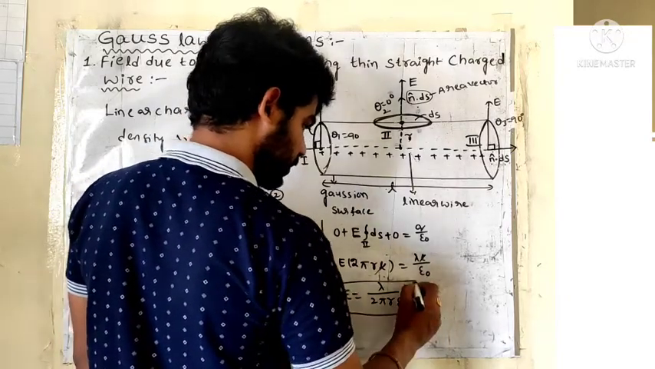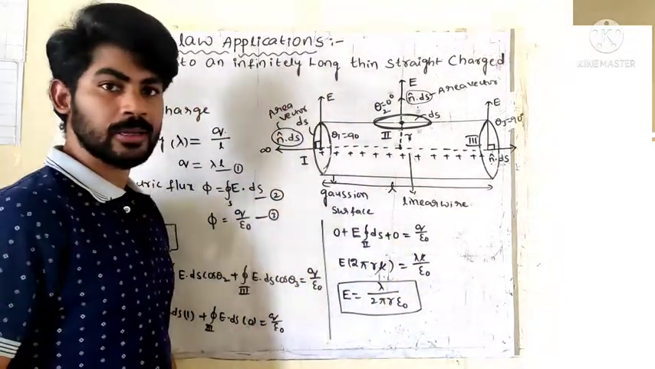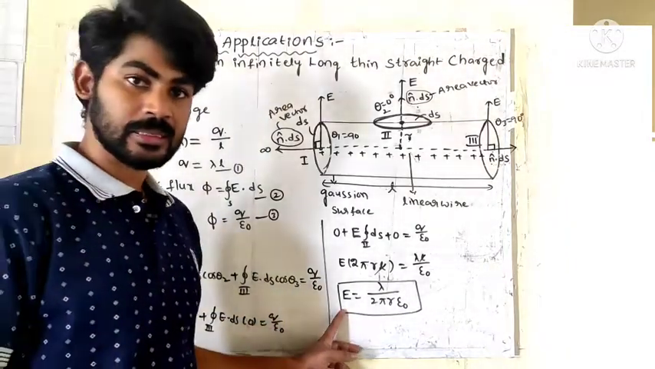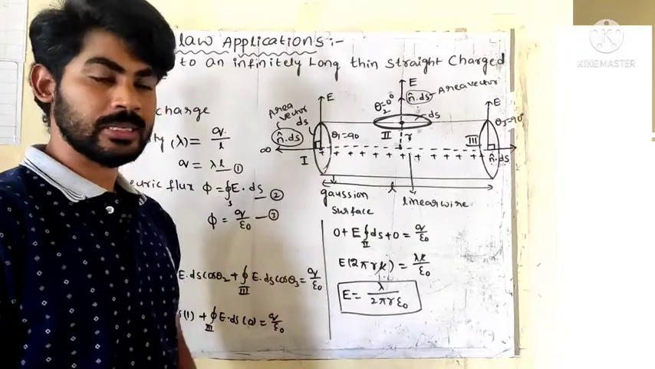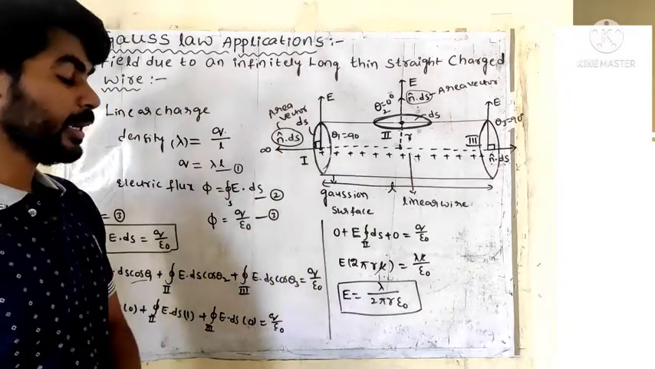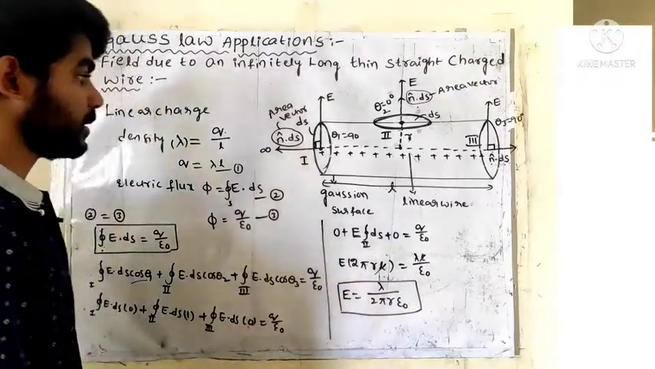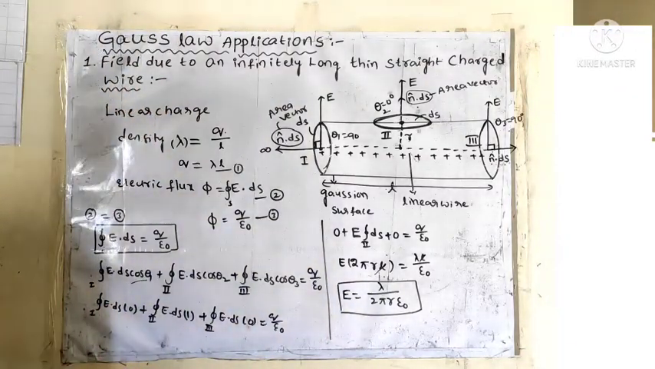So this is the electric field formula. The electric field in the thin wire case is E equal to lambda by 2 pi R epsilon naught, or lambda by 2 pi epsilon naught R. So please take a screenshot. We can discuss the next application.